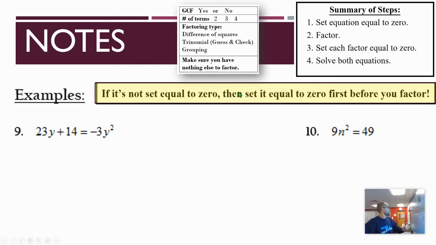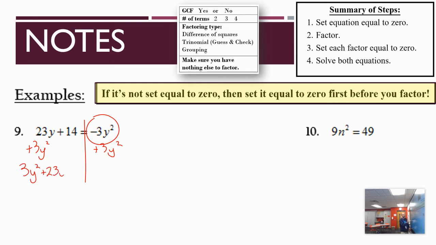Again, just thinking about our factoring steps here. Set the equation equal to 0, right? This is not equal to 0. So in this case, I'm going to add 3y squared to the other side. And when I rearrange that, I'm going to put that 3y squared first. Typically, that's the order we look for, so that's helpful to do right away. So 3y squared plus 23y plus 14.